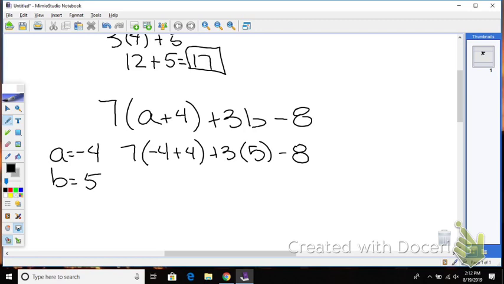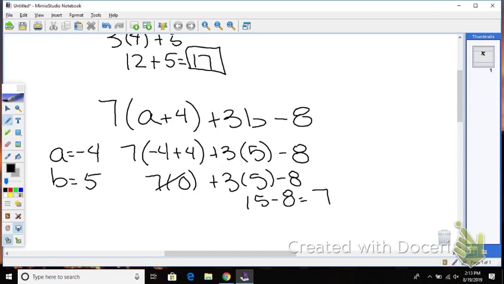Okay, did I plug in correctly for a and b? Okay, I'm going to work on the inside here. What happens with this right here? 0. So I have 7 times 0, which is just, what's 7 times 0? Just 0. So now I have 3 times 5, which is 15, minus 8, and you get 7. Did you distribute it in? Yeah. That's okay. That works too. Did you get the same answer? See? It's a little extra work, but still you get the same answer.